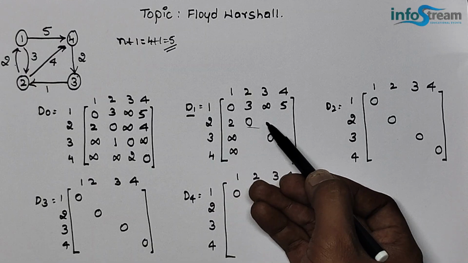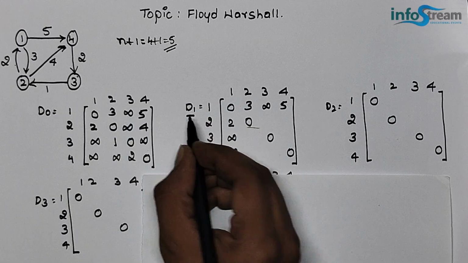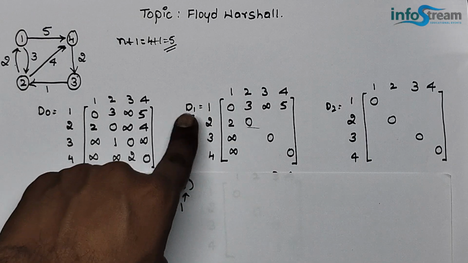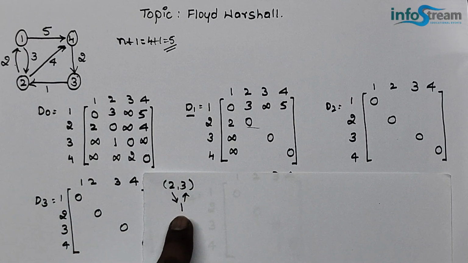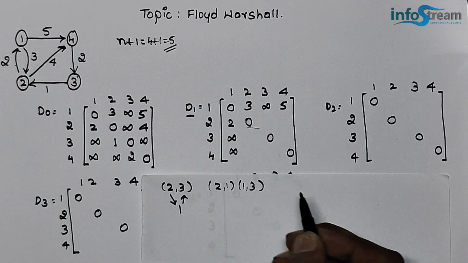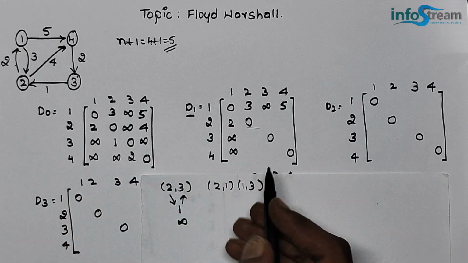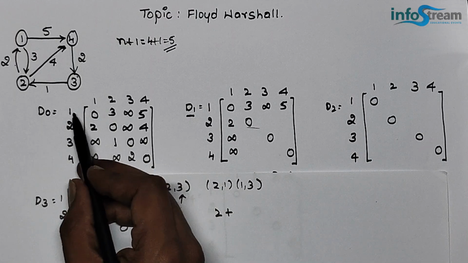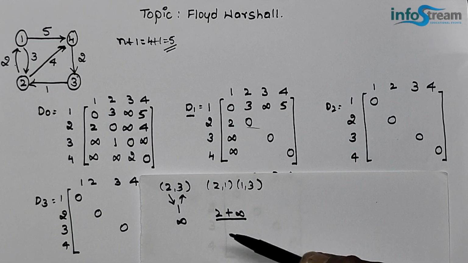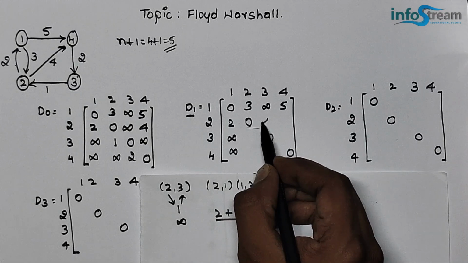Now let's find the value of 2, 3. This is the matrix D1. From 2 you will come to 1, from 1 you will go to 3. This is the simple trick, from 2 to 1, 1 to 3. Find the value of 2, 3 in the previous matrix. It is infinity. The 2, 1 value is 2 plus the 1, 3 value. The 1, 3 value is infinity. Infinity plus 2 will be infinity itself. Among this one and this one, which is the smaller one? Both are infinity itself. So you will write infinity here.